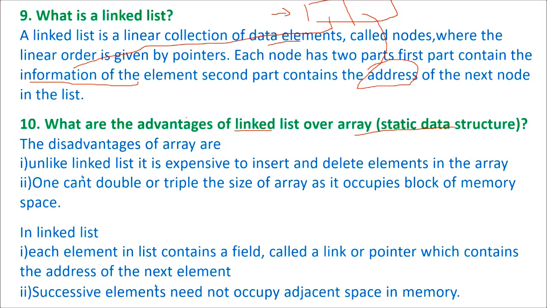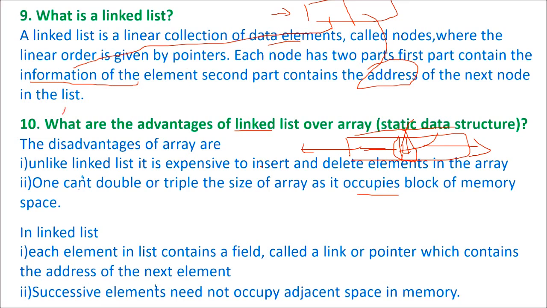So the disadvantages of an array are, first of all, unlike a linked list, it is very difficult to insert or delete elements in the array. In an array, if you want to insert an element, you have to make space. So for that, these elements are to be shifted left, these are to be shifted right. And if you want to delete, once it is deleted, you have to shift the elements to fill the gap. And one can't change the size of an array, as it occupies a block of memory space. You have to assign the size of the array before you can actually use it.